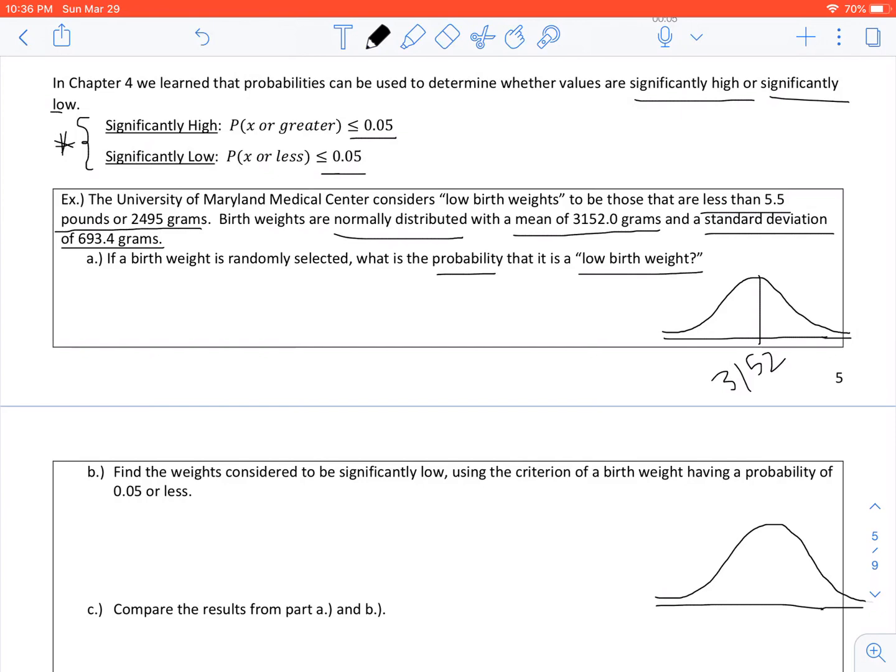And this is asking if a birth weight is randomly selected, what is the probability that it's a low birth weight? So probability that the weight is less than or equal to, since low birth weight means that the babies are small, and low birth weight means that it's going to be less than 2,495 grams. So we're going to use normal CDF.